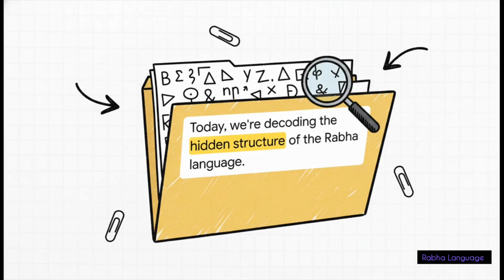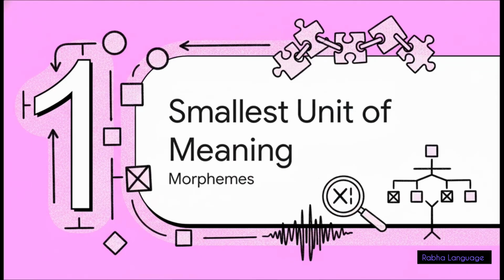Our case file for this explainer is the Rabha language. We're going to use our source material as our evidence, piecing together the clues to figure out its fundamental grammar. Okay, so with any code, the first step is always to find the most basic building blocks. For a language, that means hunting for the smallest possible piece that actually carries some kind of meaning.